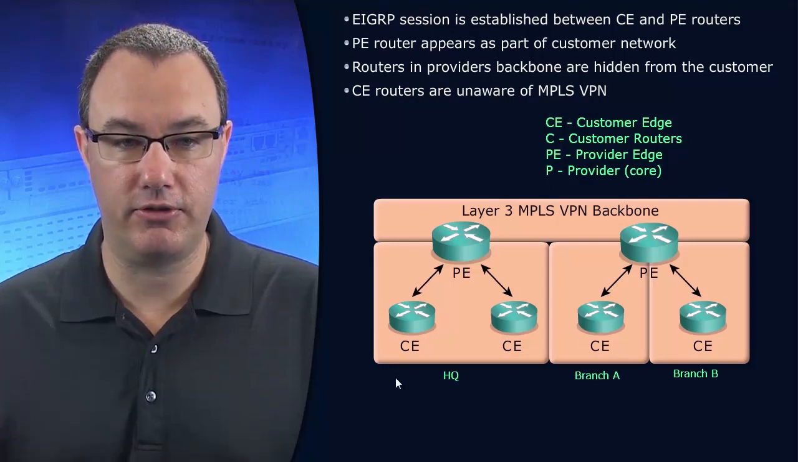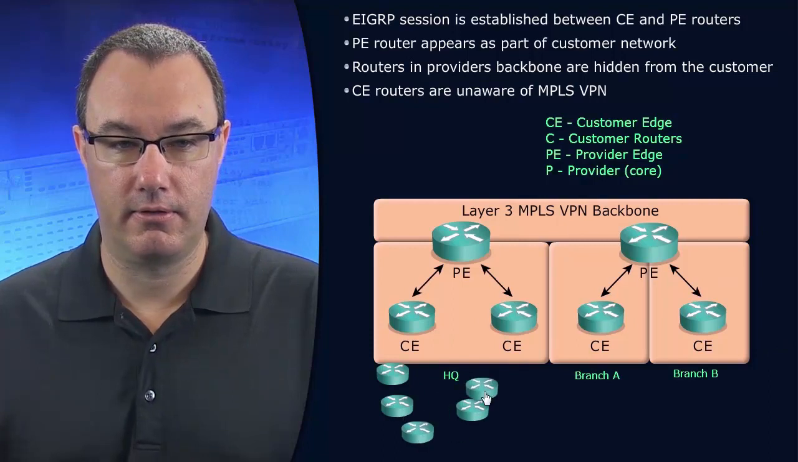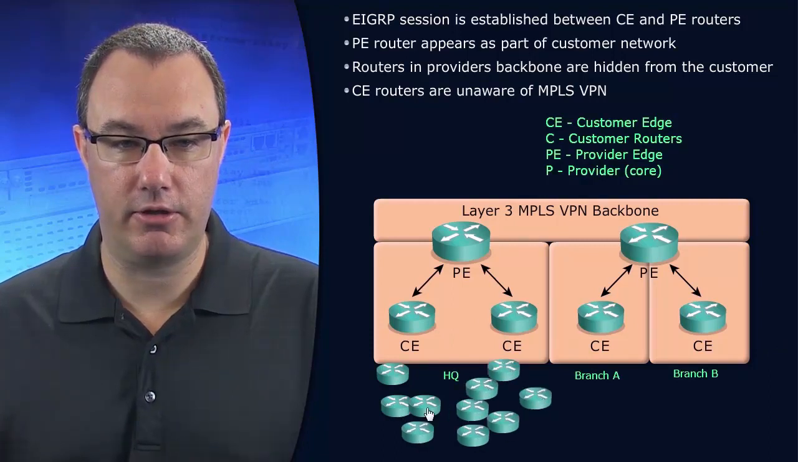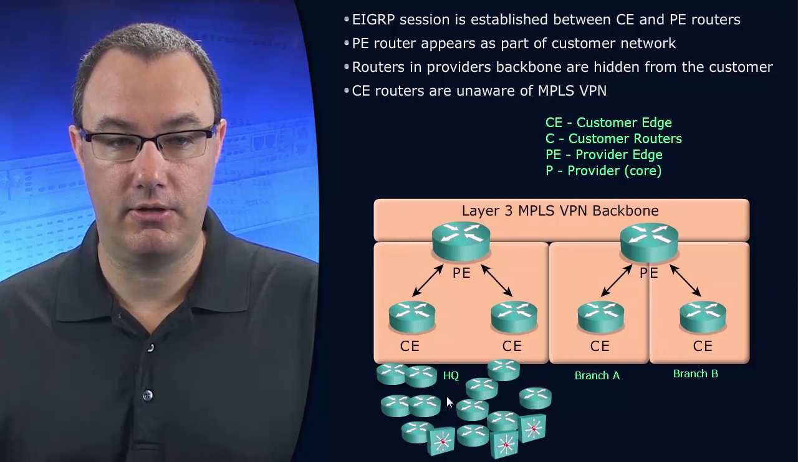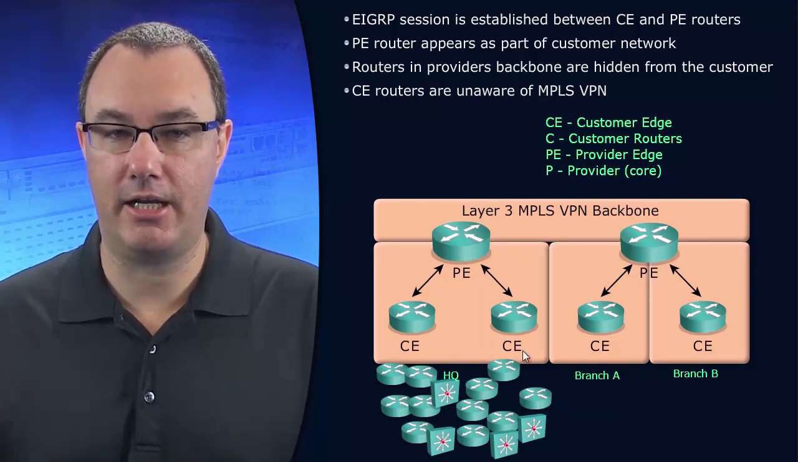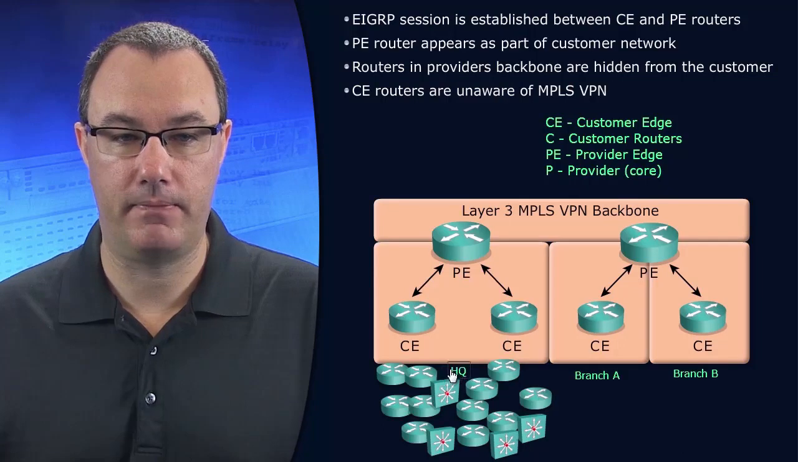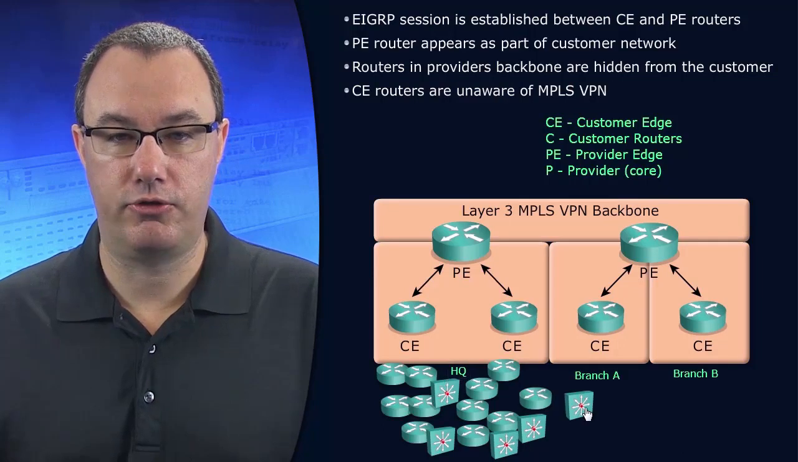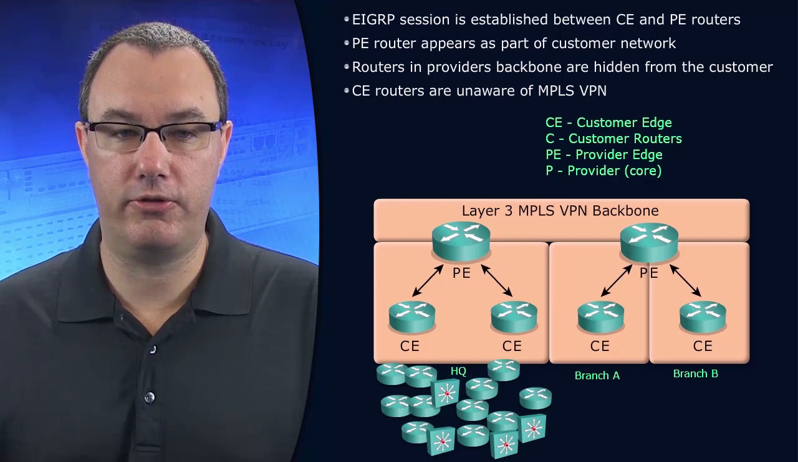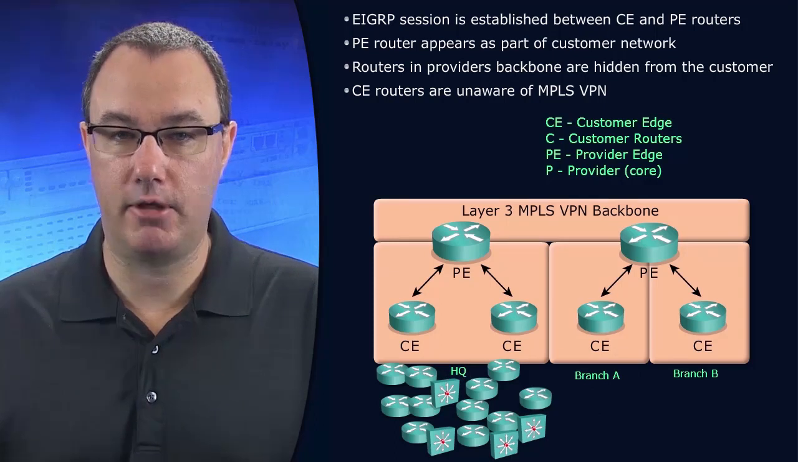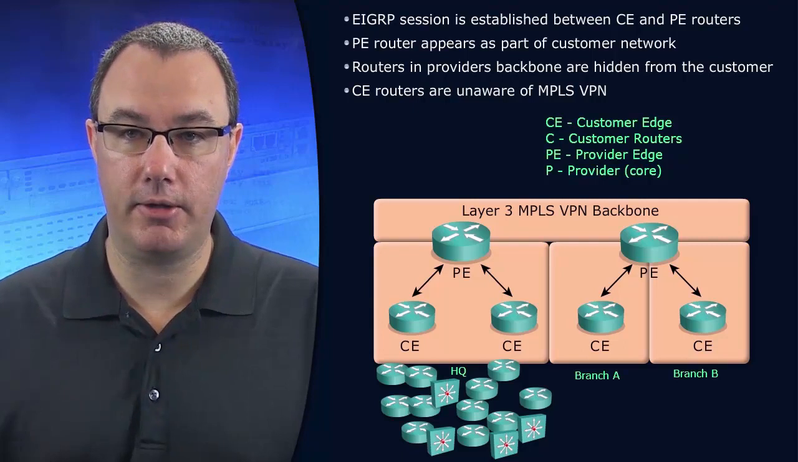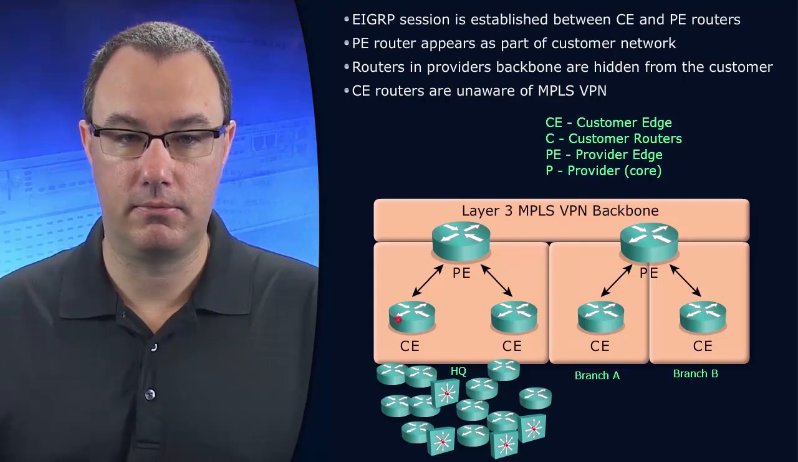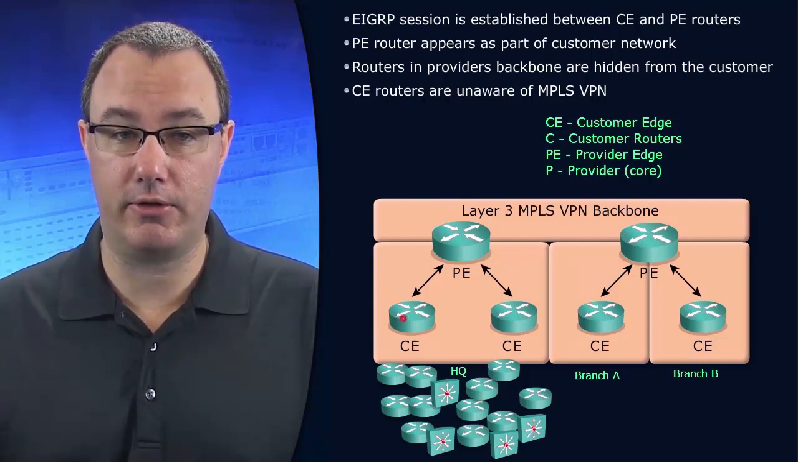Let's put in a few C routers. Each of these sites would have a collection of maybe some multi-layer switches, some routers. You get the idea. Not in any particular order, okay? So the C routers, which would be at the bottom, are part of the autonomous system of EIGRP, and the perimeter of our site would be the customer edge routers.